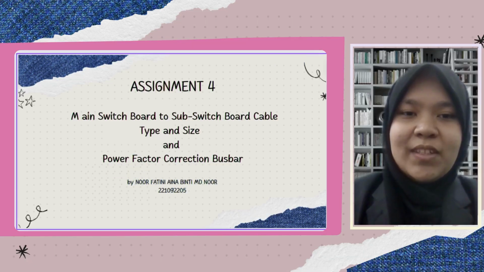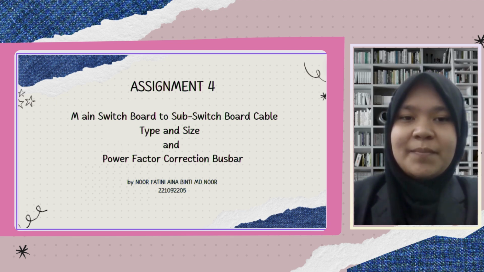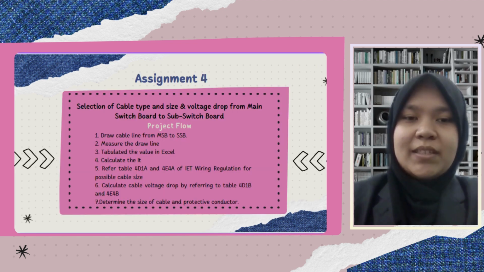Hi, my name is Noor Fatini Aina and my matrix number is 221092205. Today I will present about main switchboard to sub-switchboard cable type and size, and the power factor correction bus bar. The steps in determining the cable size from MSB to SSB: first, draw the cable line from MSB to SSB, then the lines are measured.